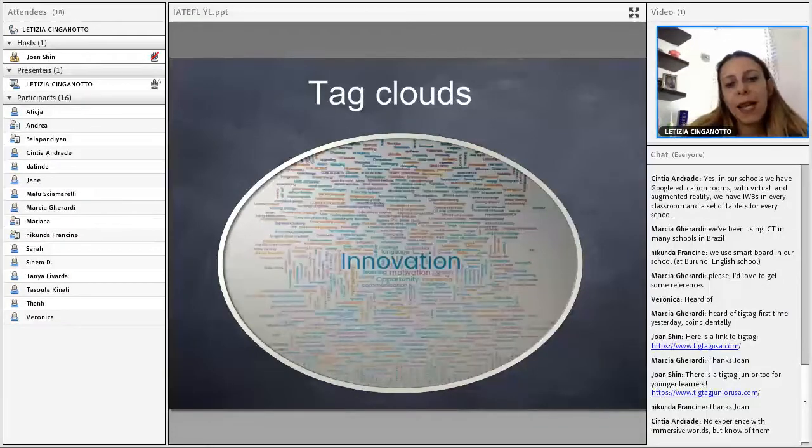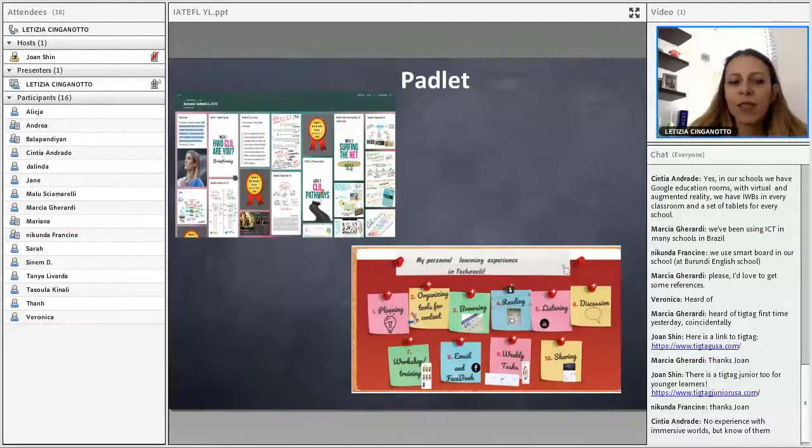This cloud was collected at the end of one of the CLIL editions, and we asked our participants what CLIL meant for them, and innovation was the keyword, the most popular keyword.